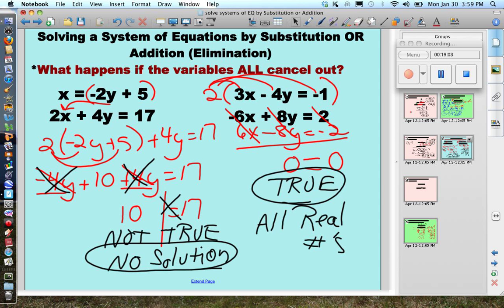Sometimes you get answers that is no solution or all real numbers, but most of the time your answer is going to be a point. You have a value for x and a value for y.